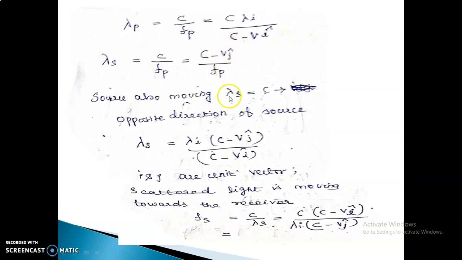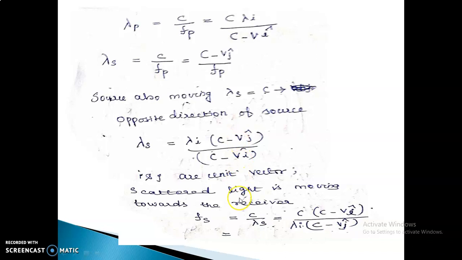The source is also moving, so lambda S, if it is in the opposite direction, is equal to lambda I into C minus Vj cap. That means whatever value I got through this particular expression was substituted in the general formula, that is C by Fp. So instead of this C, I am just substituting C minus Vj unit vector. Here also you will have the same thing. Here I and J are the unit vectors.